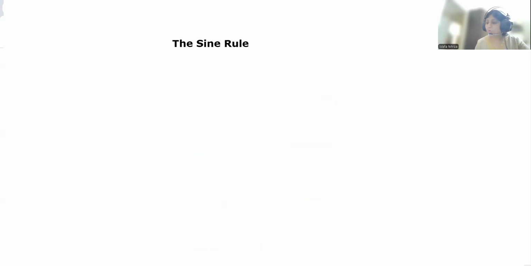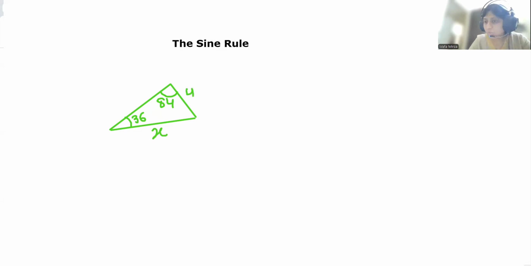So suppose you are given a triangle. Let's first draw the triangle. So let's say this is the given triangle. In this triangle, this angle is 36 degree, this angle is 84 degree, this angle is 36 degree, this length is x, and this length is 4 centimeter, right? What you have to do in this question is find the value of x.